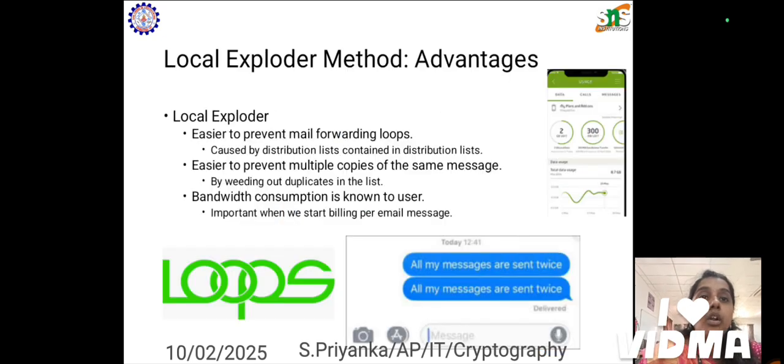Next, let us see about the local exploder method. Here, let's see the advantages. With a local exploder, it is easier to prevent mail forward loops, which are caused by distribution lists contained in distribution lists. It is easy to prevent multiple copies of the same message, by weeding out duplicates in the list. Next, bandwidth consumption is known in advance, which is important when we start billing per email message.